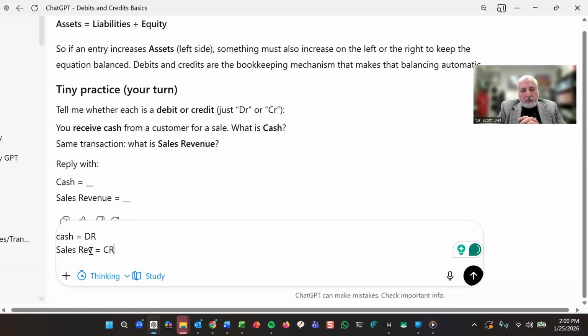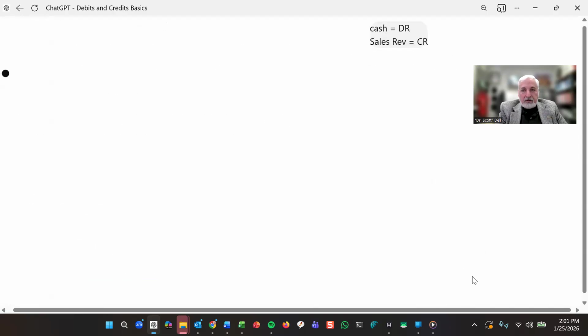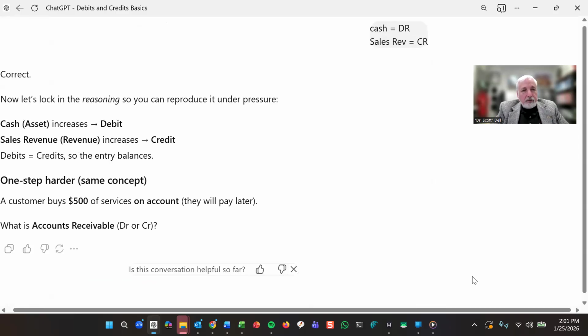Now, did they both go up? Did one go down, or what happened? Cash went up. Thank you very much. Assets up. Sales revenue went up. Net income went up. Equity went up. All from acting with that sales revenue example. See what it says, see if it likes that. Correct. Now let's look at the reasoning so you can reproduce it under pressure. Cash, an asset increase, is a debit. Sales revenue increases with a credit. Debits equal credits, so they balance.